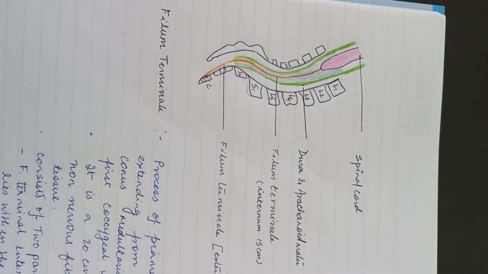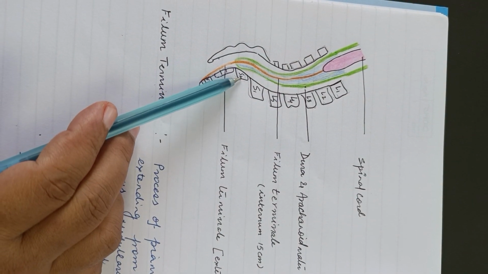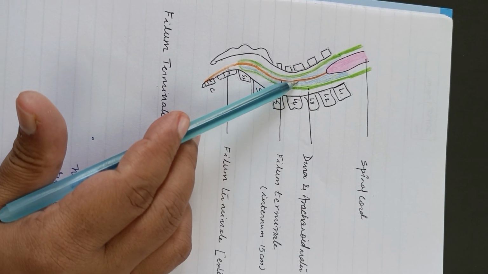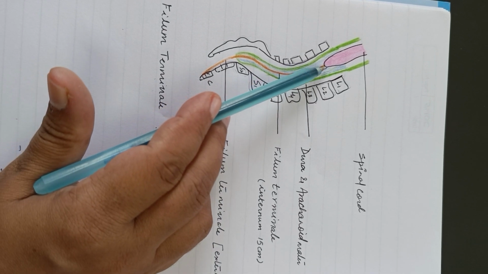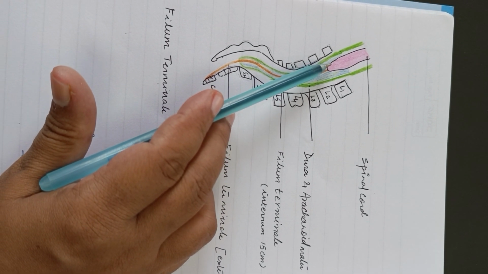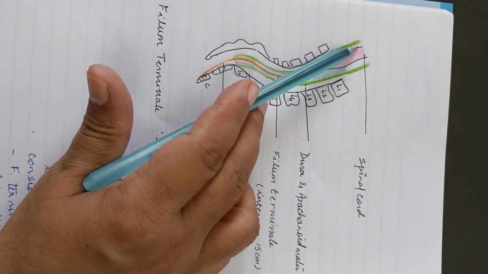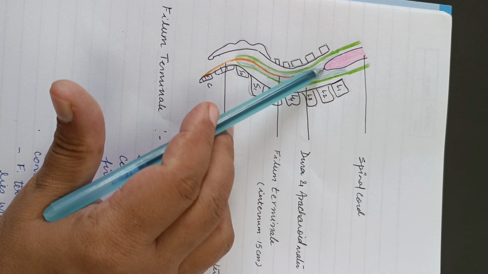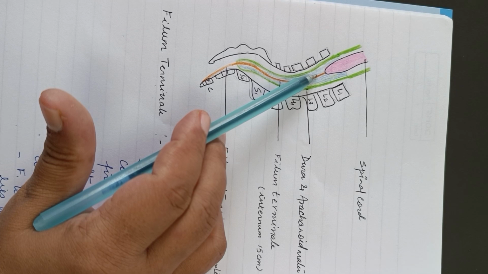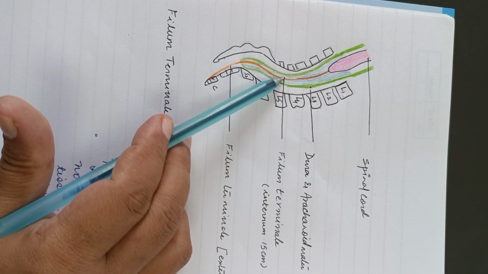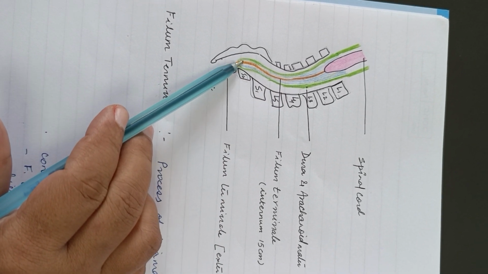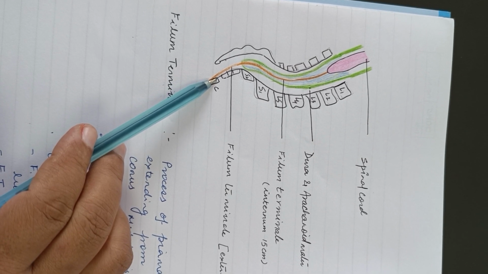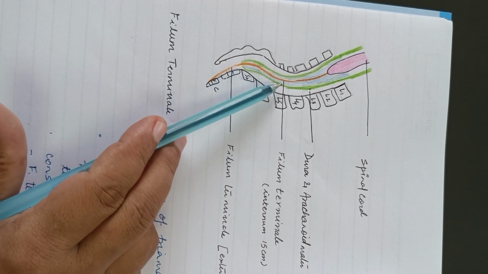So it is going to converge at the level of the S2 vertebra, and this orange color structure, which is known as pia mater, the inner lining of the meninges, covers the whole of the spinal cord. Then from the end of the conus medullaris, it is extending in the form of a thin filum, or thin fiber-like structure, which is known as filum terminale.